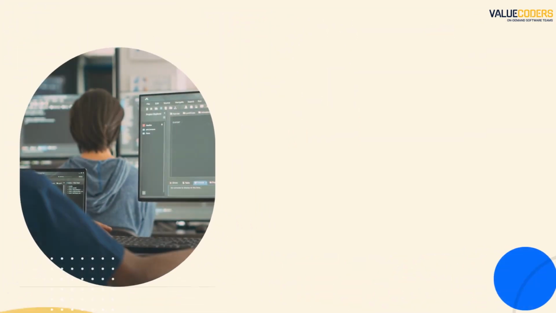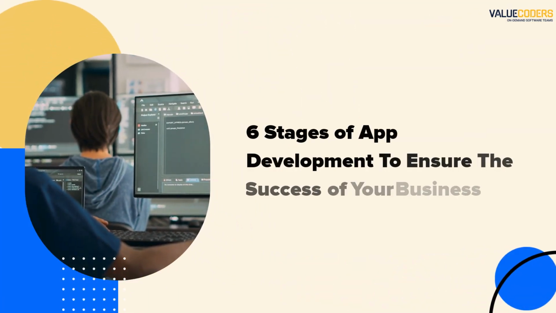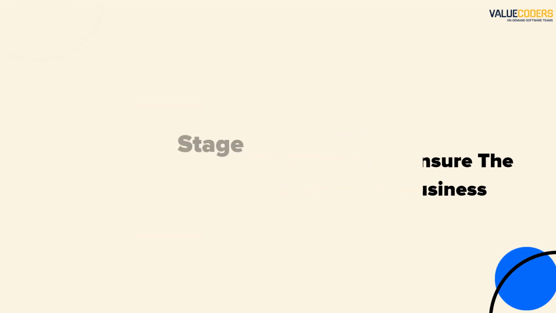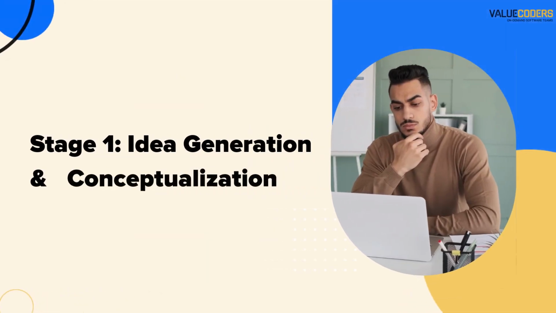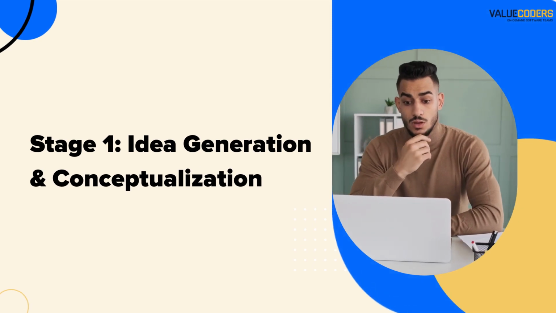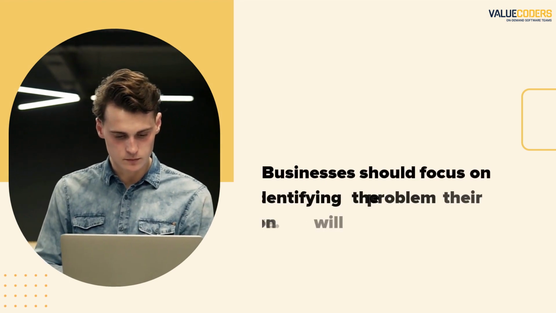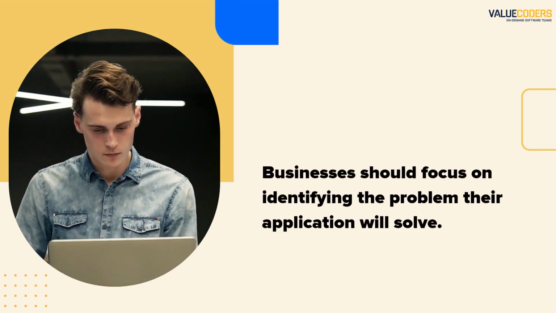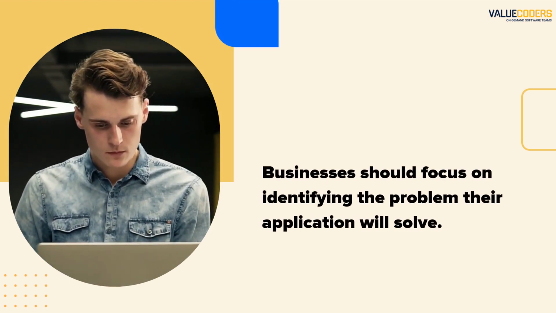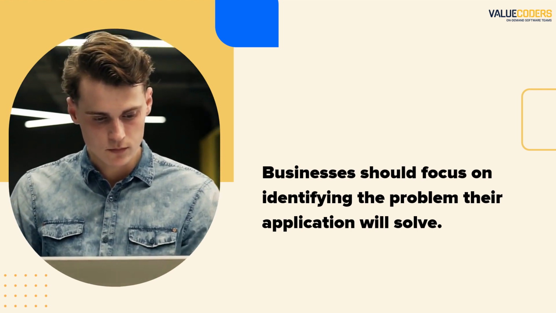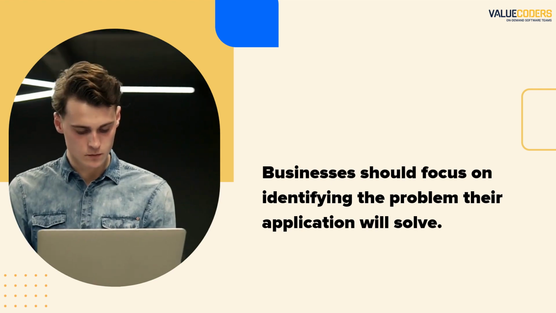If you want to ensure the success of your app, follow these 6 stages of app development to ensure the success of your business. Stage 1, Idea Generation and Conceptualization. Idea generation and conceptualization is when businesses should focus on identifying the problem their application will solve. If the idea is vague and not problem-oriented as per your target audience.